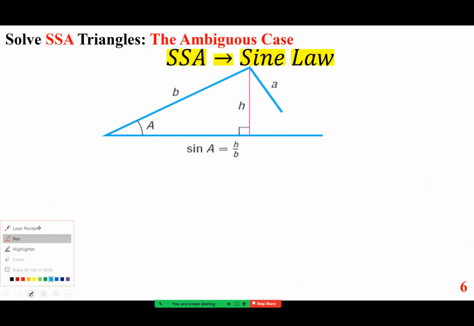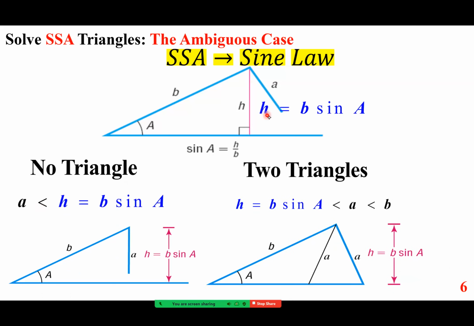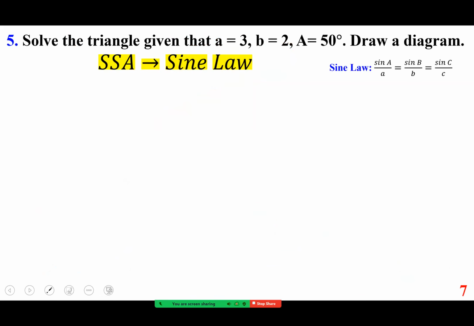All right, let's discuss the SSA. h equals b sine A. When h is larger than one side, it fails to be a triangle. When it's less than a, less than b, there will be two. So in this case, a is 3, b is 2, A is 50 degrees.